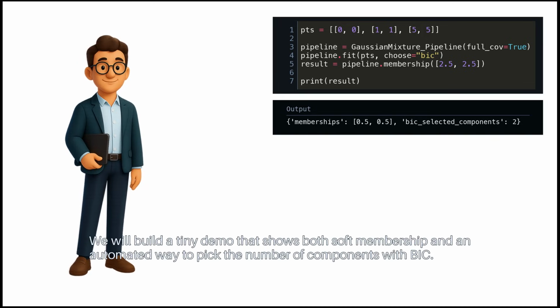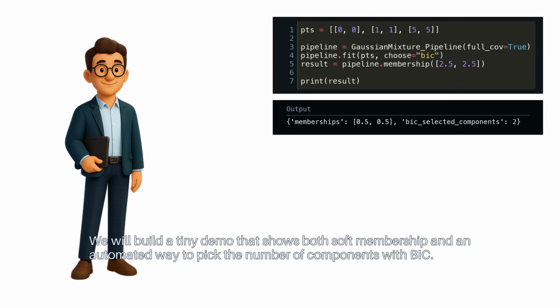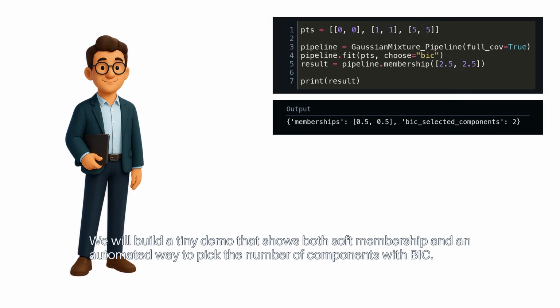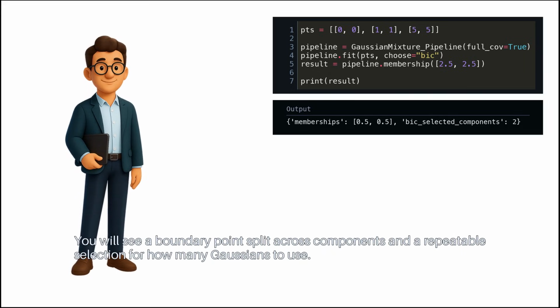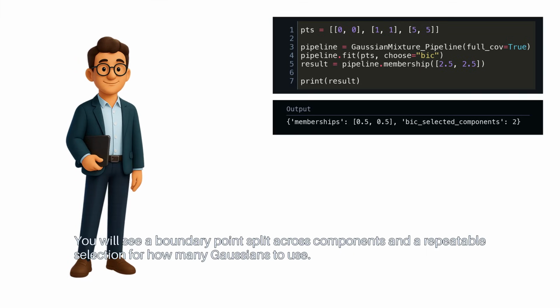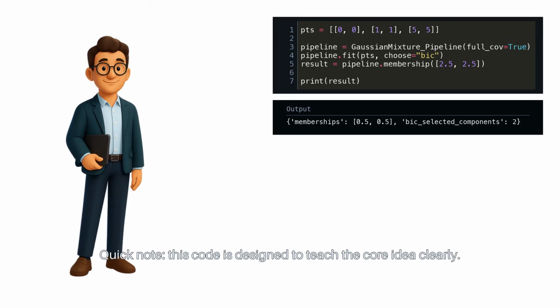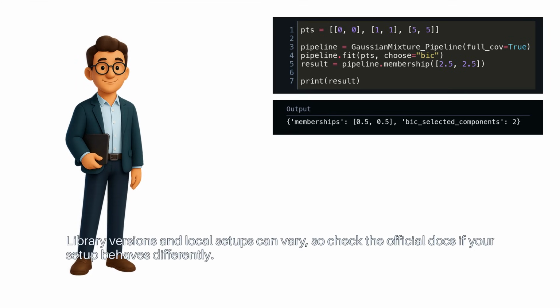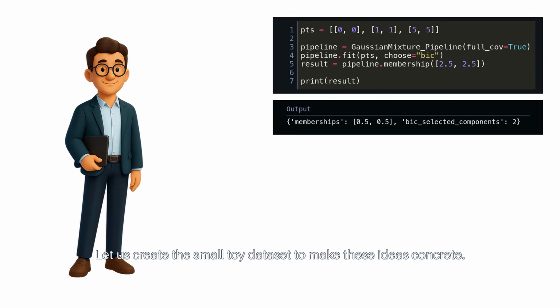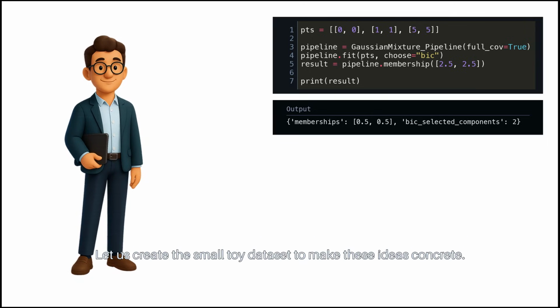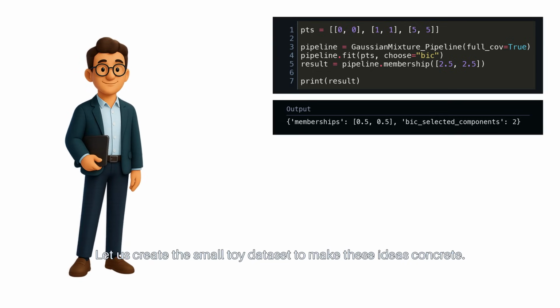We will build a tiny demo that shows both soft membership and an automated way to pick the number of components with BIC. You will see a boundary point split across components and a repeatable selection for how many Gaussians to use. Quick note, this code is designed to teach the core idea clearly. Library versions and local setups can vary, so check the official docs if your setup behaves differently. Let us create the small toy dataset to make these ideas concrete.